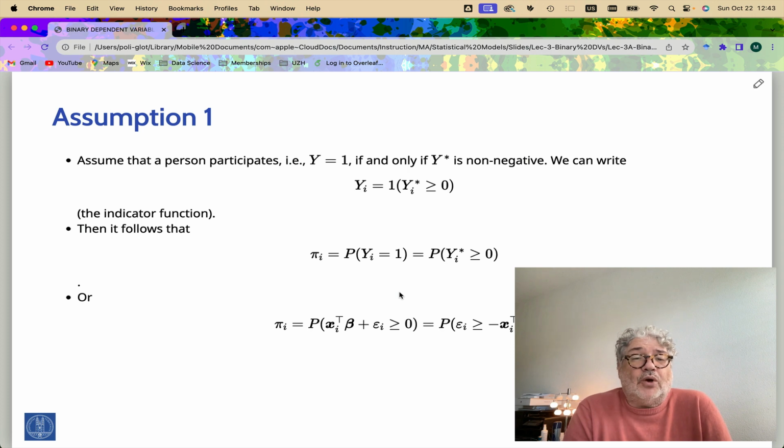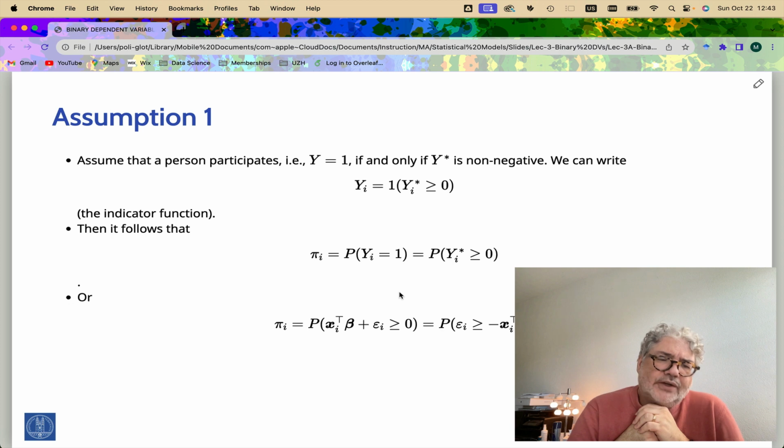So we can also say, if we want to write that probabilistically, then pi i, which is the probability that Yi equals 1, is equal to the probability that yi star is greater or equal 0. And since we just saw a formula for yi star, we can say pi i equals the probability that xi transpose beta plus epsilon i is greater or equal 0. And rearranging terms, that is the probability that epsilon i is greater or equal minus xi transpose beta.